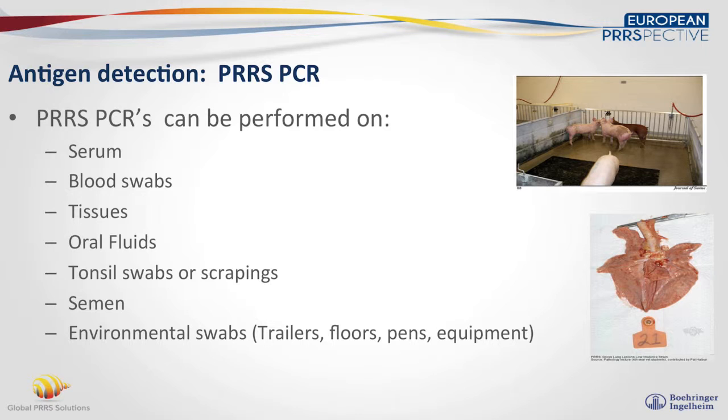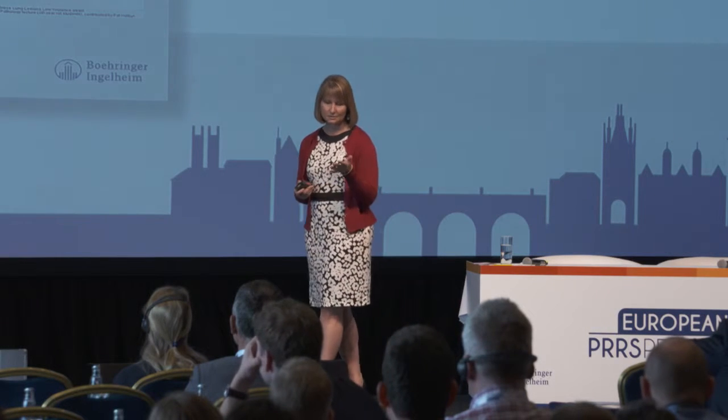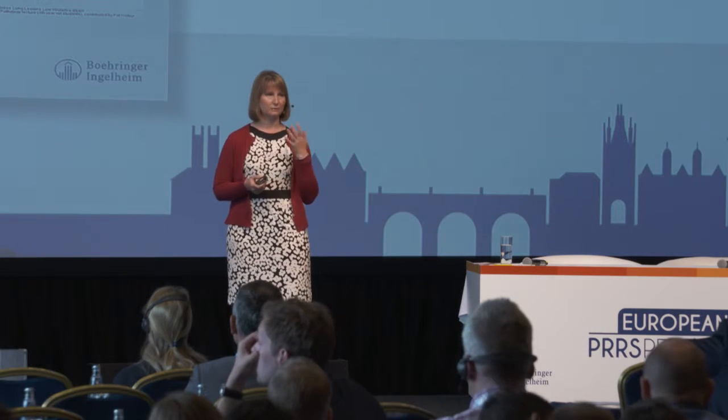So now we move on to the PRRS PCR test. In the US, we run PCR on almost anything. We run it on serum a lot. We do some blood swabs, which is something we talked about yesterday. Certainly blood swabs are more common in younger piglets and in boars. We do run PRRS PCRs on tissues, typically out in finishing pigs. We do oral fluids on a very regular basis in grow finish. Tonsil swabs or scrapings, especially if we're looking for latent infections.